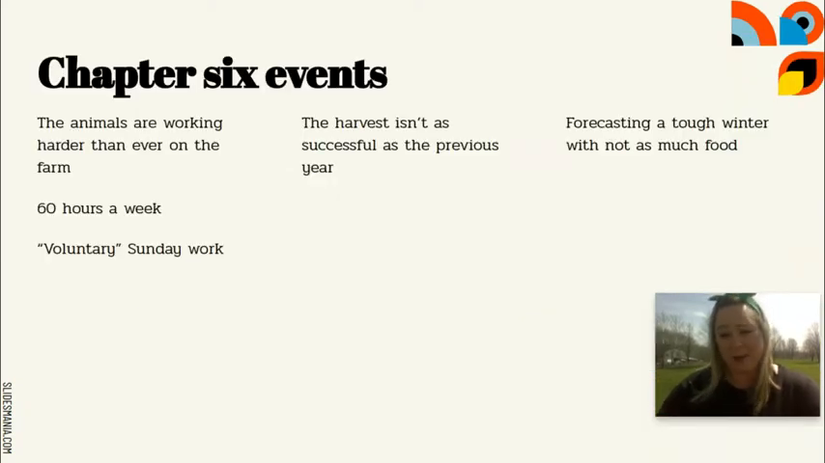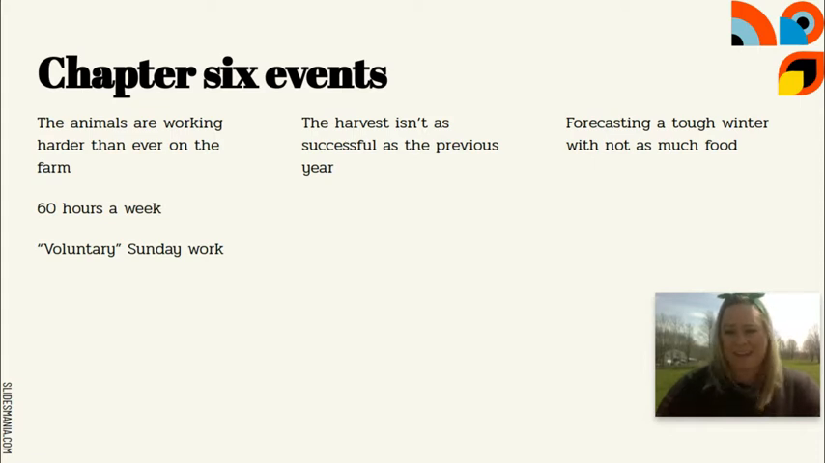So the events, there's a whole lot that happens in Chapter 6. We are going to touch on way more events right now than any previous chapter. Kicking off the chapter, the animals are working harder than ever. They're continuing with their labor on the farm, but they're also in the process of building a windmill. Their work week has increased to 60 hours a week. For the regular human in America, full time is 40 hours a week.